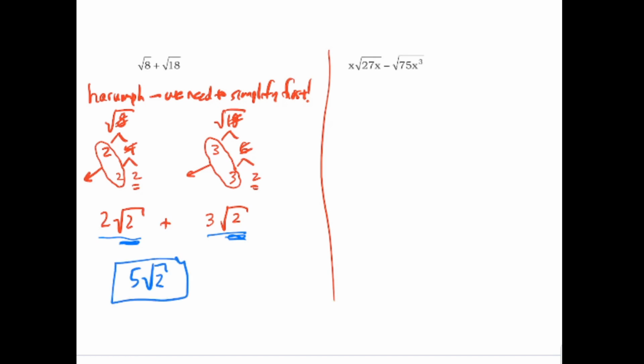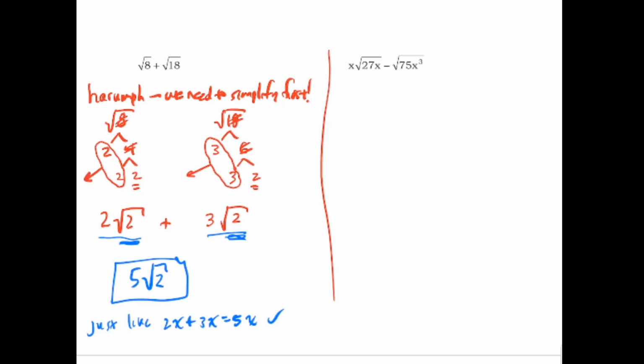Of course, you don't have to say thingy-wingies, but that's the idea. It's like I got 2 times a pattern plus 3 times the identical pattern. So I got 5 times the pattern. Just like 2x plus 3x equals 5x. 2 root 2 plus 3 root 2 equals 5 root 2.